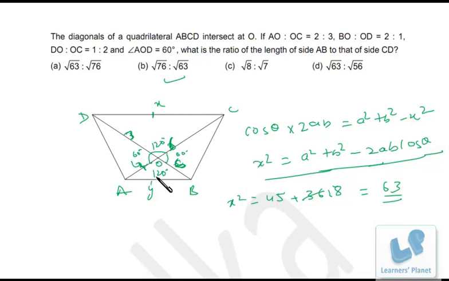So the same thing over here. Here it is 4 square plus 6 square, that is 16 plus 36, minus 2ab. So it's 2 into 4 into 6 into cos 120 degrees, that is minus half. So 6 fours are 24, plus 52, 76. So root 76 is to root 63. That is the correct choice, right? So using the cosine formula, this problem can be done very easily. I hope you are clear.